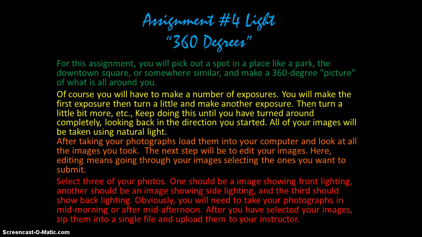Okay, for this assignment, you will pick out a spot in a place like a park, the downtown square, or somewhere similar, and make a 360-degree picture of what is all around you. Of course, you'll have to make a number of exposures. What that means when they say to make an exposure, that just means to take a picture. You'll make the first exposure, then turn a little, and make another exposure, then turn a little bit more, etc. Keep doing this until you have turned around completely, looking back in the direction you started.